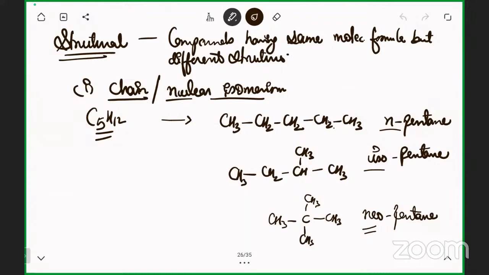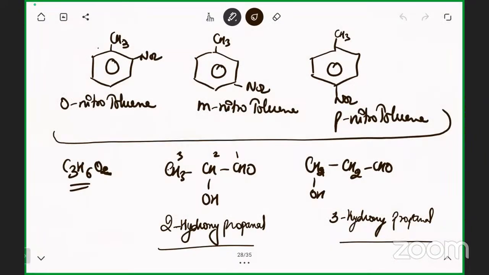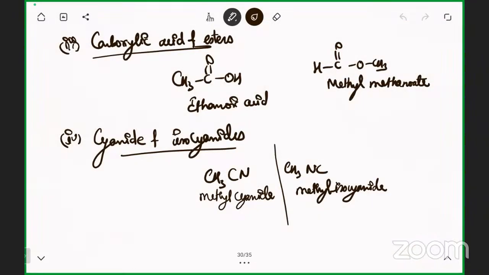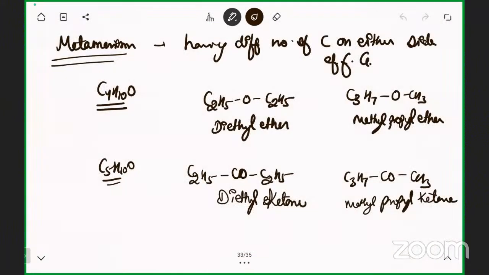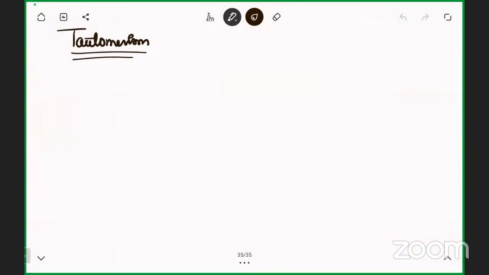See, I'm showing you one by one. This is chain. This is position. This is functional group isomerism. And this is ring chain. This is metamerism. Now we have to start with the last one, that is called tautomerism. How much time do we have? We have 3 minutes. We can at least write the definition of this particular type also.